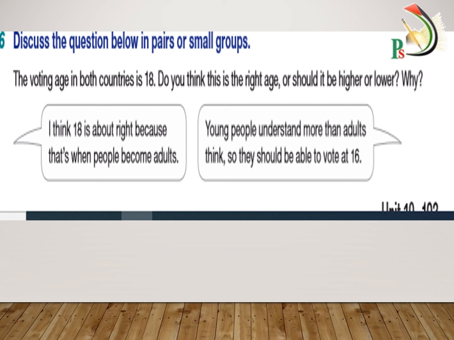We have two opinions. I will read them for you. Number one, I think 18 is about right because that's when people become adults. The second opinion, young people understand more than adults think, so they should be able to vote at 16. Okay, now, what is your opinion? Are you with or against the voting age being more than 18 years or less than 18 years?